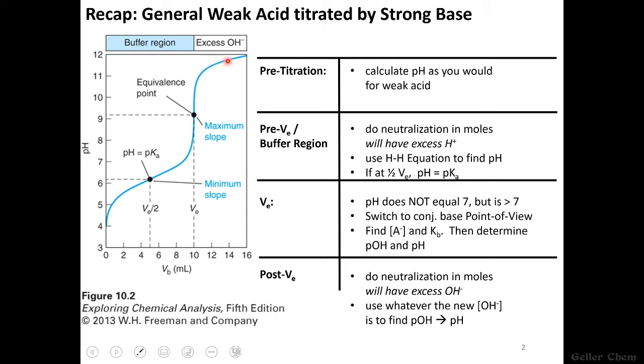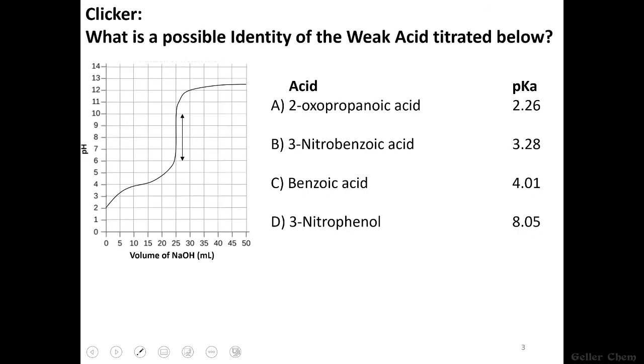And we can just assume that any hydroxide ions that are left over from that strong base are the main contribution of hydroxide ions. And we can just determine what that excess of hydroxide concentration is, find the pOH, and then find the pH. And so this brings us to a clicker.